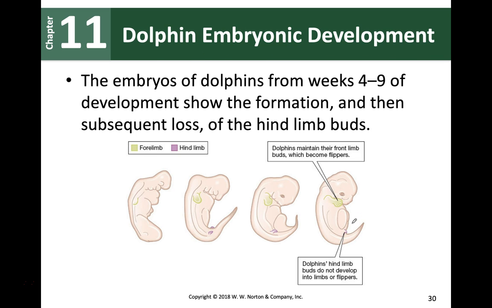So here we have more examples of embryo development. You can see for a dolphin, this is the forelimb, the green one. And this purple one right here is the hind limb. You can see how dolphins don't have hind limbs when they are born, but they do have the forelimb. Hind limb development started during the embryonic development, but then it stopped, and it did not develop into a proper limb or flipper.